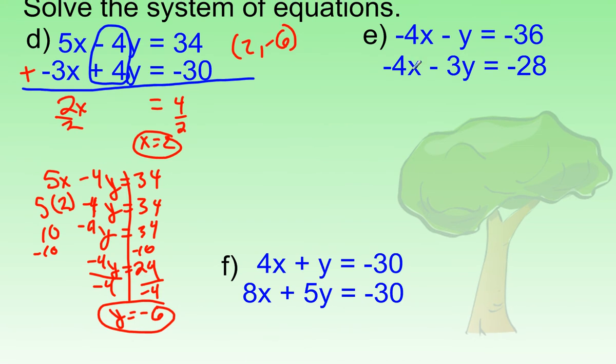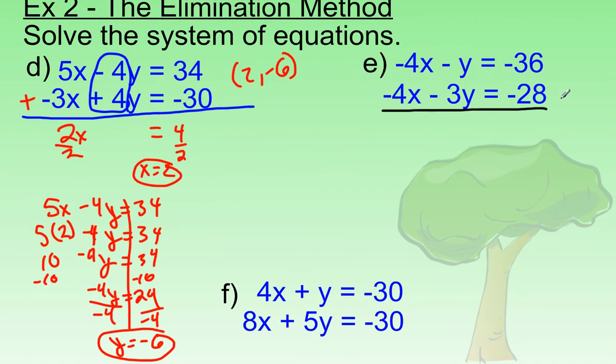Okay, letter E. I first check to see if anything eliminates, and I see these x's have the same coefficient. So if I would subtract that, just like if you had 4 minus 4 equals 0, well, the negative 4 minus negative 4 equals 0, because minus and negative keep flip change, becomes a positive. So I'm going to subtract everything on the bottom by the thing on the top.